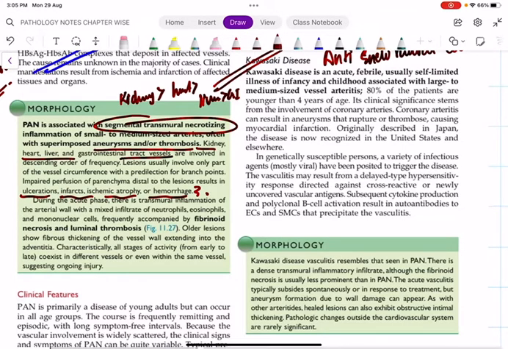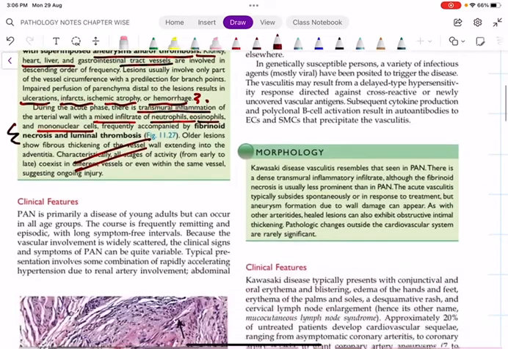Whenever there is an acute phase of polyarteritis nodosa, there will be transmural inflammation. What do you mean by transmural? That means it involves all the blood vessel layers. That is the meaning of transmural inflammation. There will be a mixed infiltrate of neutrophils, eosinophils and mononuclear cells. This is usually accompanied by fibrinoid necrosis and luminal thrombosis. Very, very important. So this is the morphology. PAN is common in young adults. And next is a very, very important point.